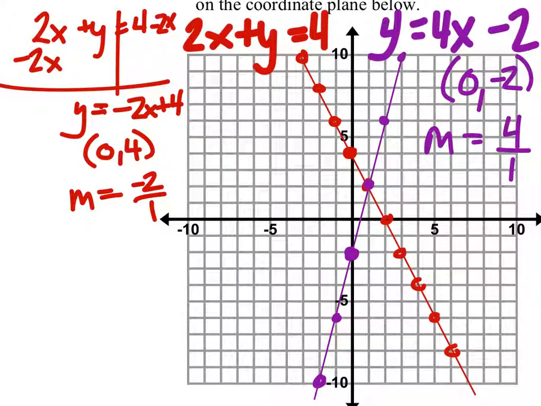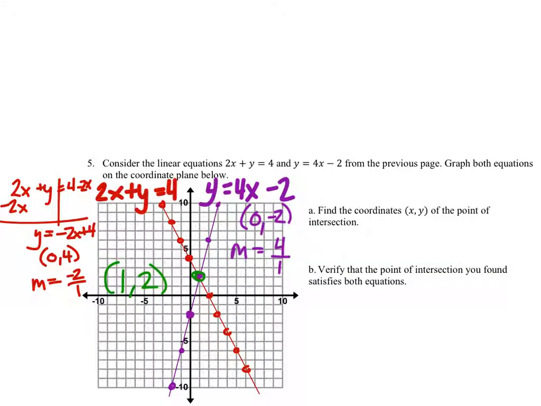So the next question on the worksheet, then, is that this point right here is where these two lines intersect. That is the solution to this system. The answer is 1, 2. Is there a way to find it? So we found the point of intersection, and that was 1, 2.